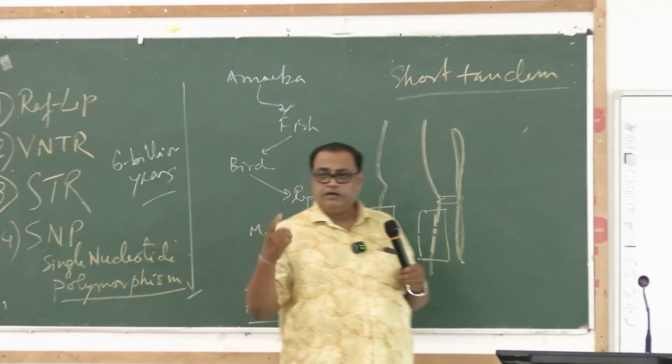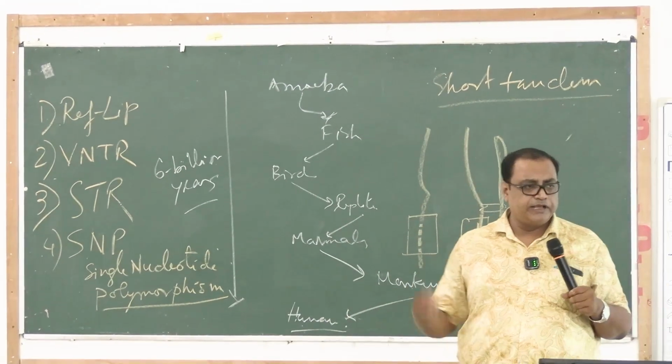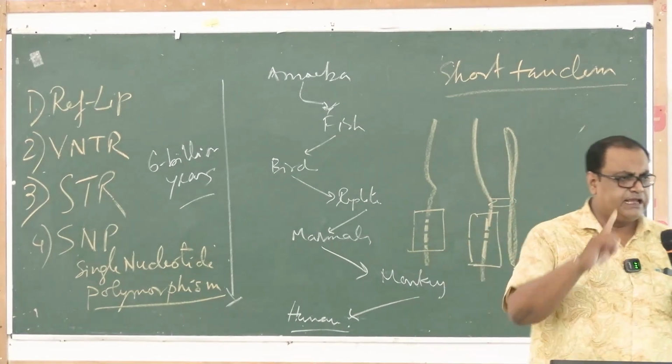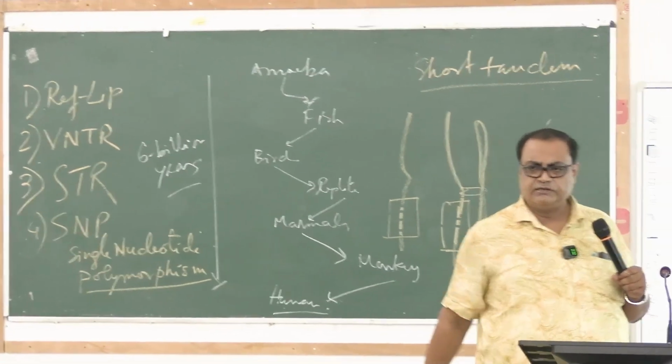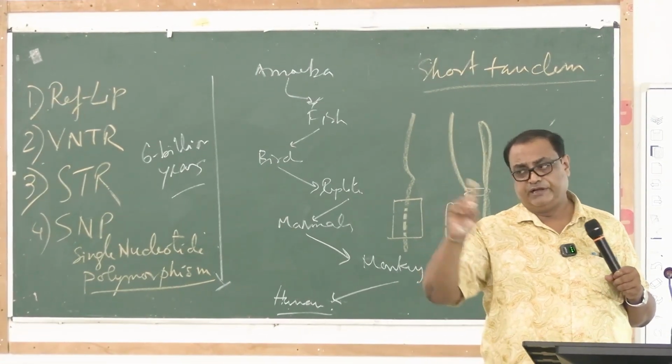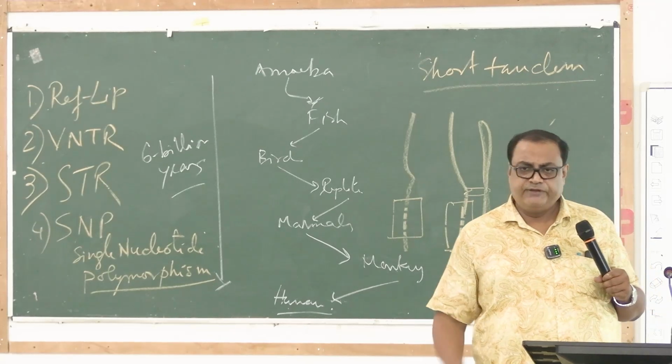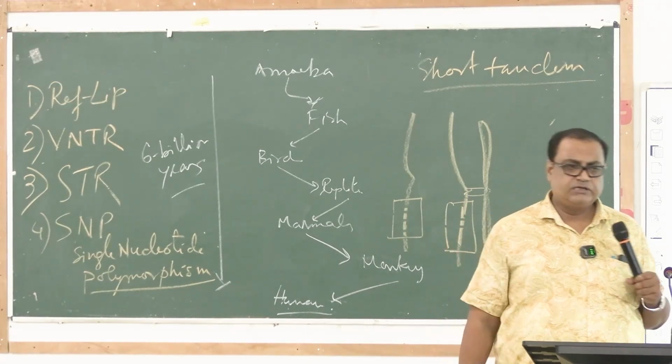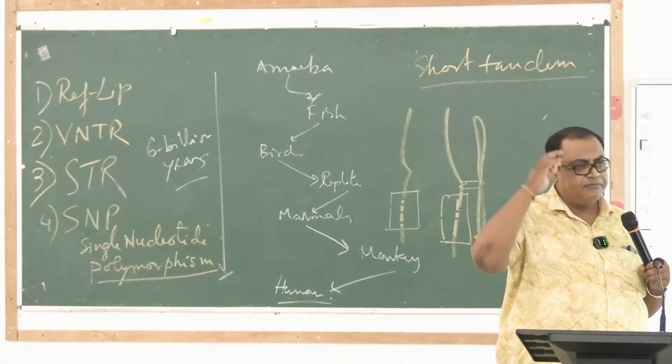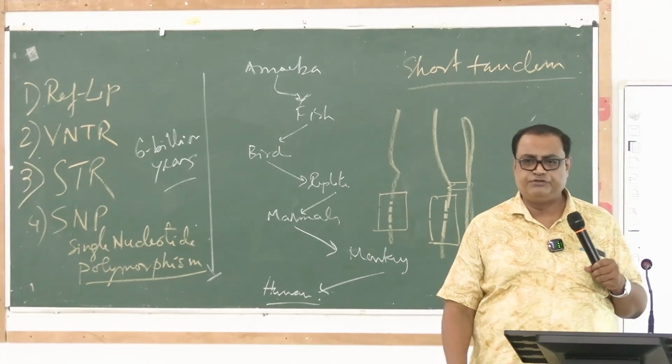Single nucleotide polymorphism, SNP. They differ only by single nucleotide. Now, this is very, very difficult to find out. This is a very cumbersome job. First of all, it is very difficult to find out the same region of the DNA of two individuals.